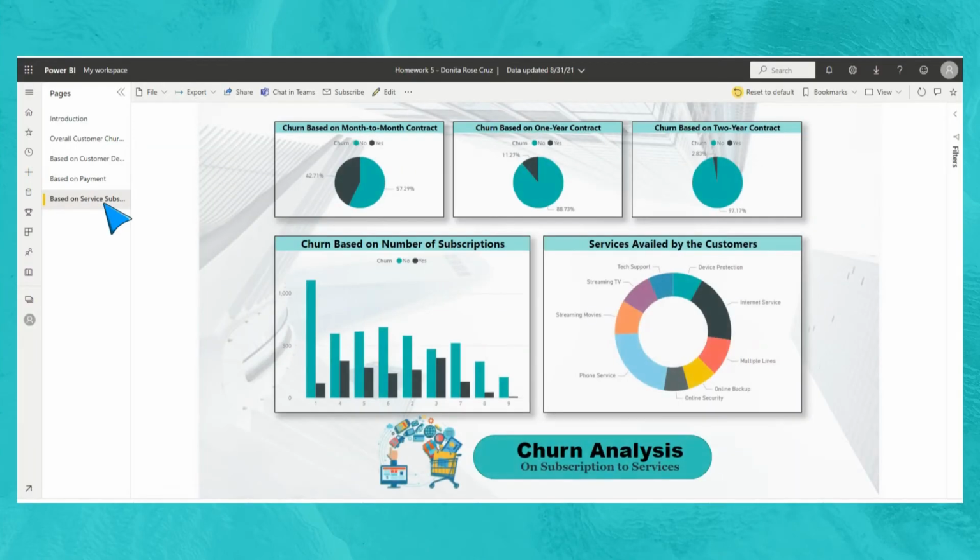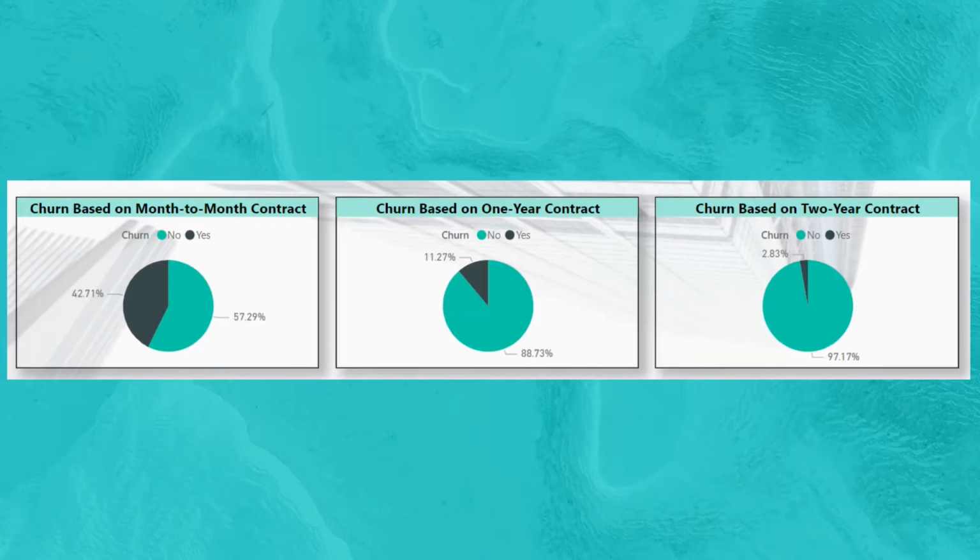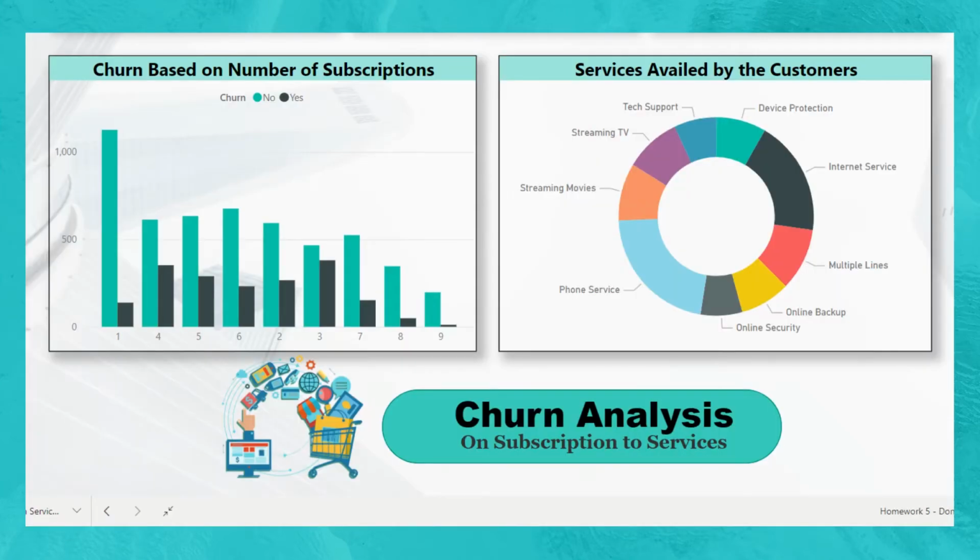Looking at the pie charts that depict the churn per contract type, we can say that the longer the contract, the lesser the churn. That means customers prefer long-term subscriptions. The company can provide 9 services presented in the donut chart. On the left, the trend of the churn is not a straight line. So, we cannot say that the higher the number of subscriptions, the higher the churn, or vice versa.